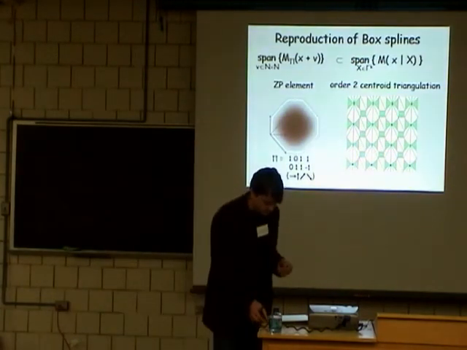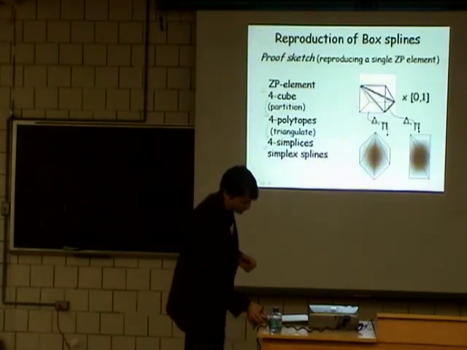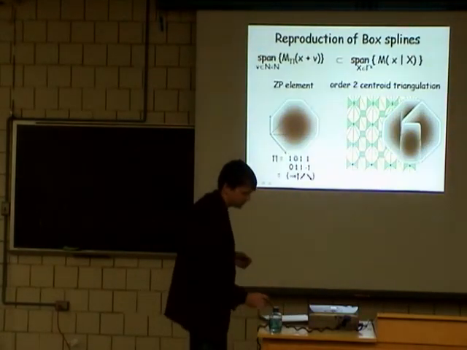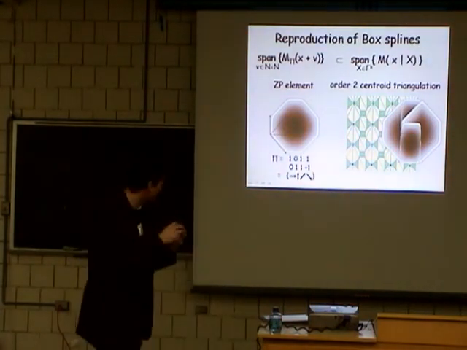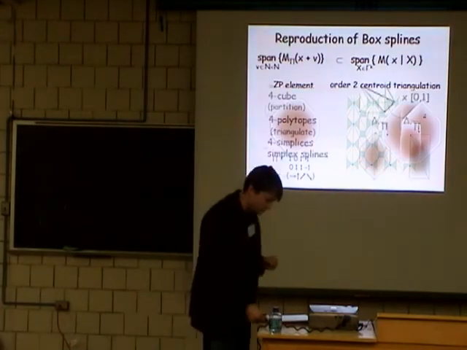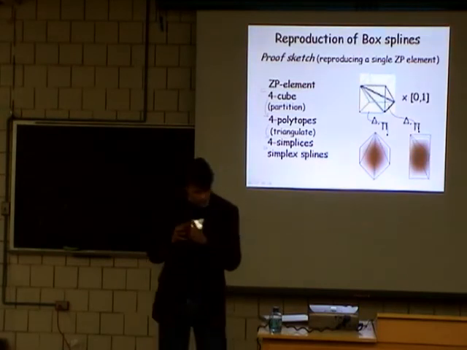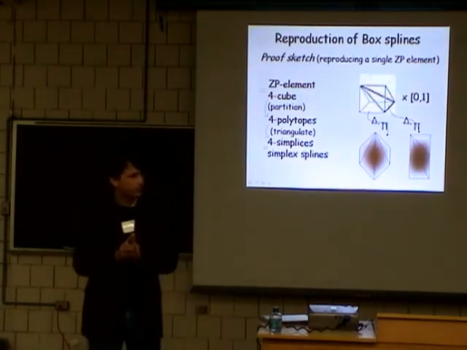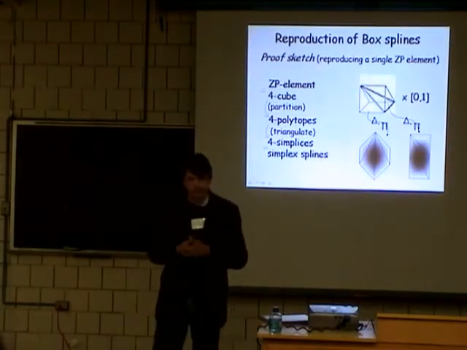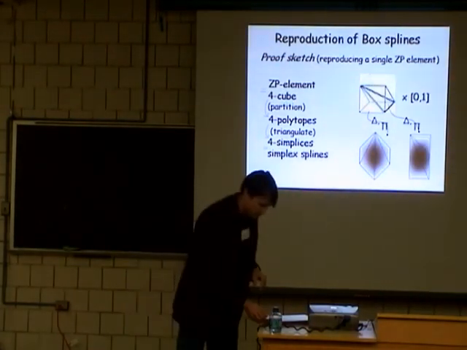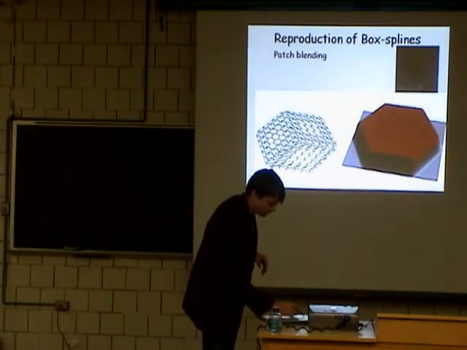And then you look at the pieces of this triangulation. You can actually take this ZP element, which is really a cube in four-dimensional space, decompose that cube into some simplices that then project down into the simplices of this triangulation. And we reproduce exactly the ZP element over this mesh.